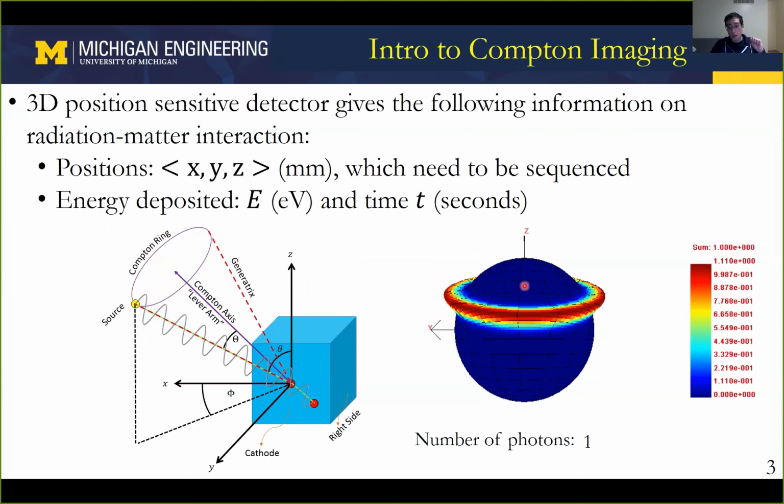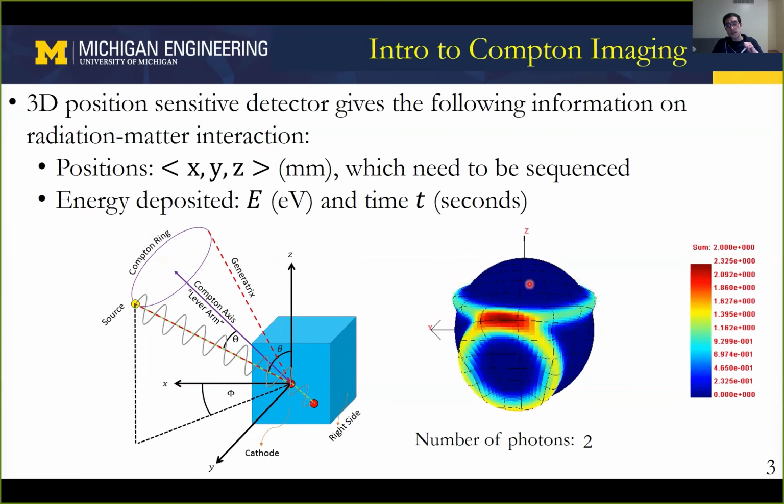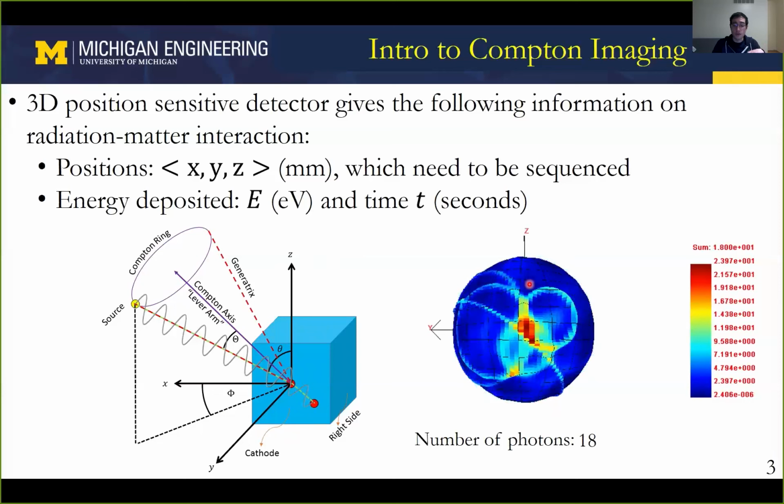So this is one projection. Let's add another event. There's another interaction, and you can see that there's an overlap. Let's add some more interactions, and you can see that we're starting to form a hotspot. This is where the rings overlap most, and the most intense region is the most probable region of where the gamma ray could have come from.